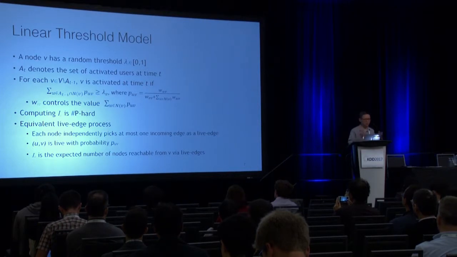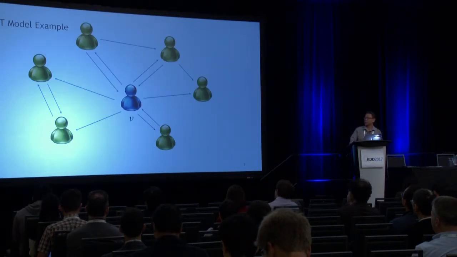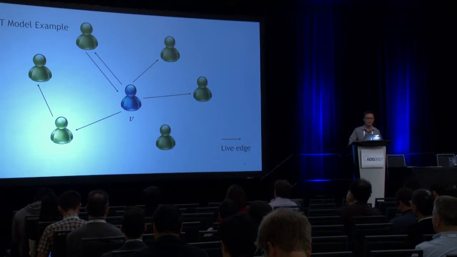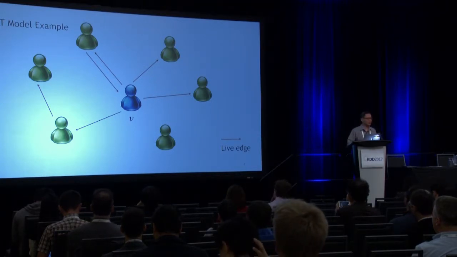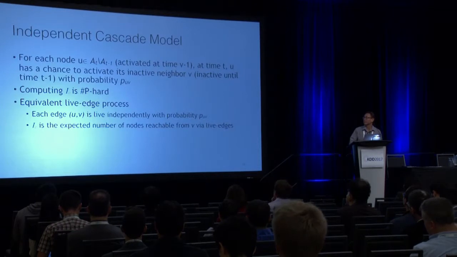Very intuitive idea. So, for example, this is the linear threshold model. This is V. It looks at its neighbors, sums up the influence of its neighbors, and compares the total influence with its threshold. If it is over the threshold, then it is activated. Otherwise, it is not.